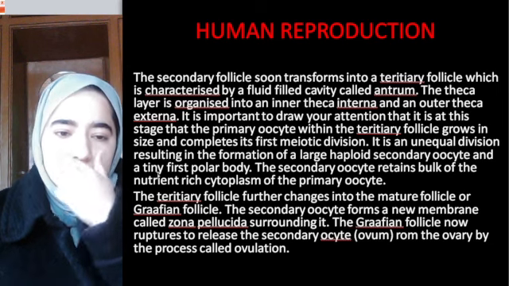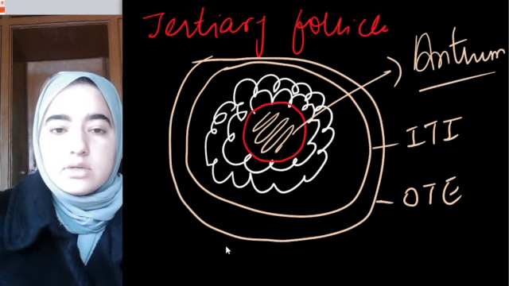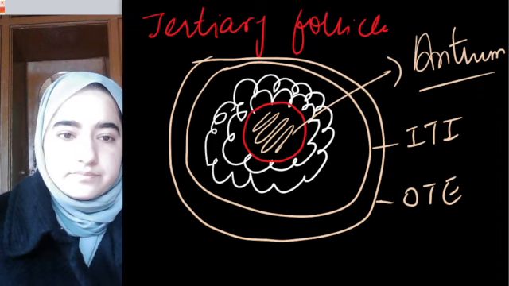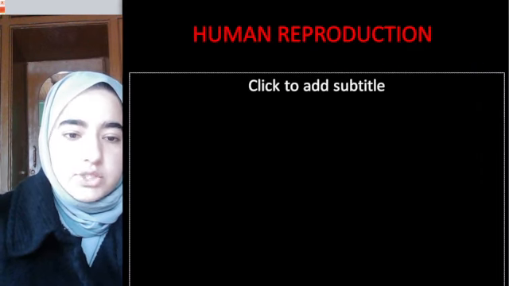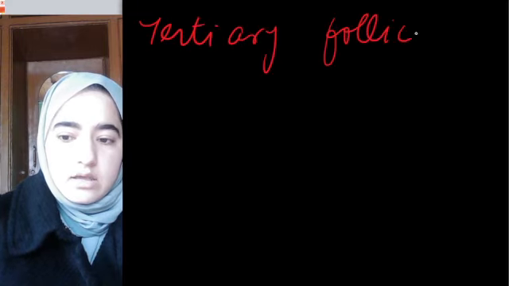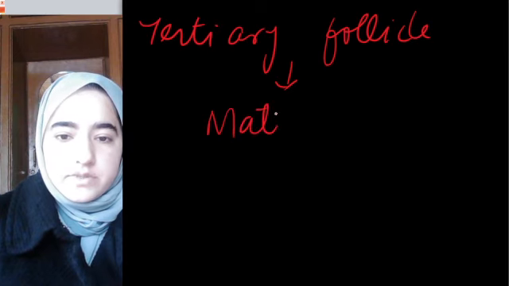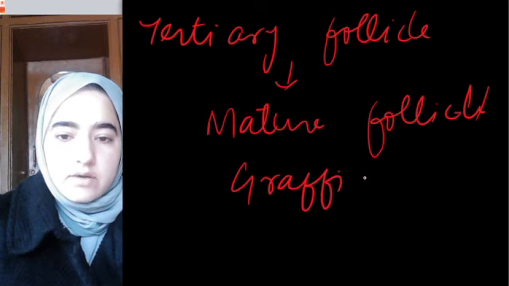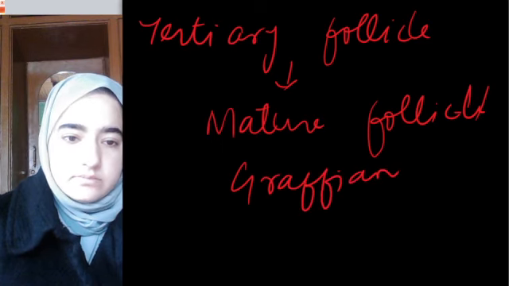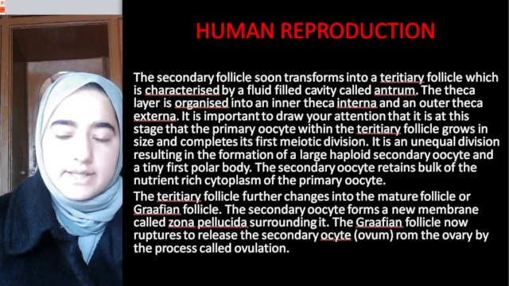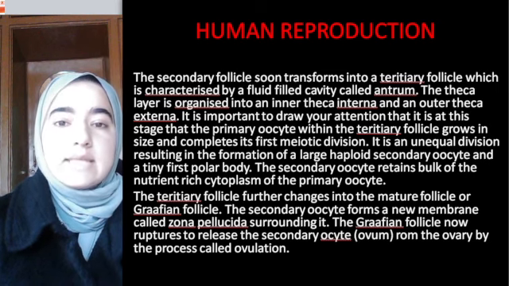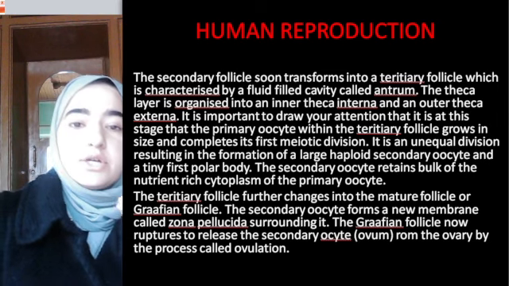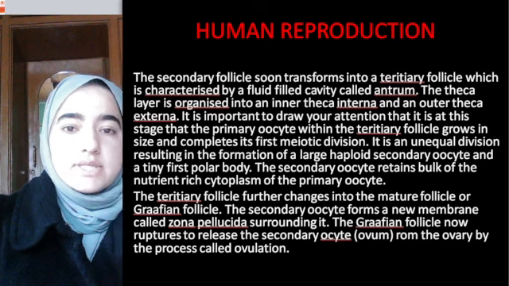Now what will form? This tertiary follicle will get converted into the Graafian follicle, the mature follicle. We have already seen the formation of a secondary oocyte and a tiny first polar body, right? And this tertiary follicle will get converted into the mature follicle, or we can call it the Graafian follicle. Okay, the Graafian follicle then finally ruptures. It's the Graafian follicle which will rupture. But in the tertiary follicle, the oocyte is formed and the first tiny polar body is formed.